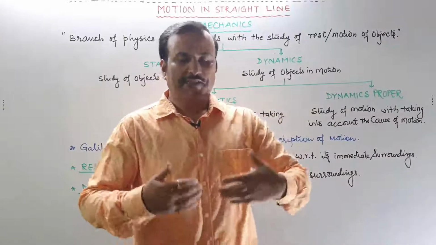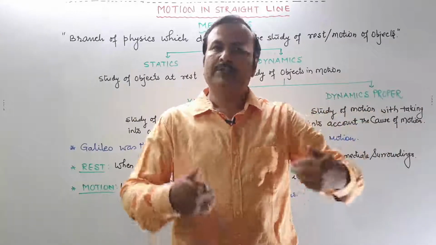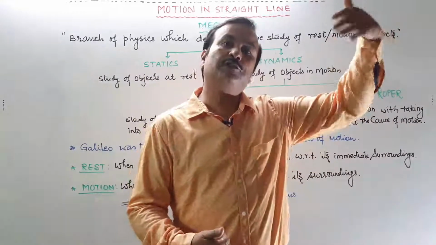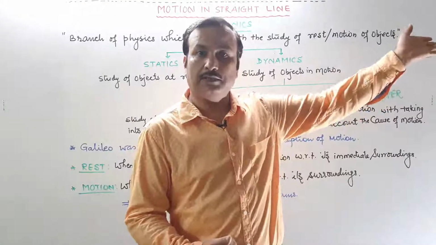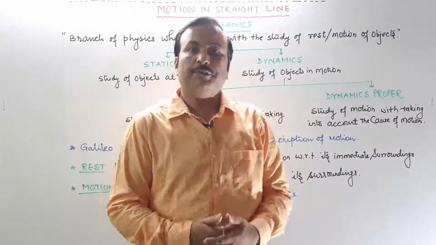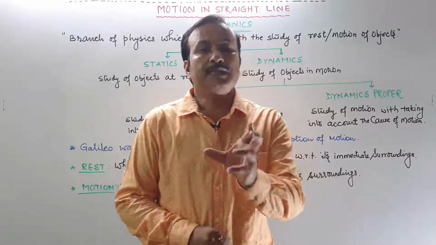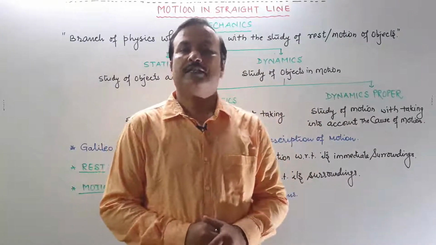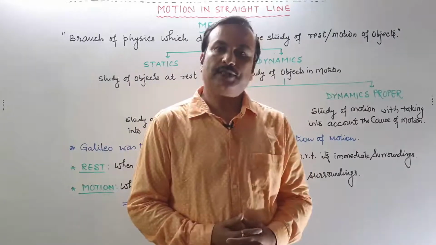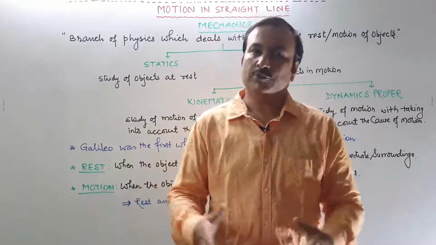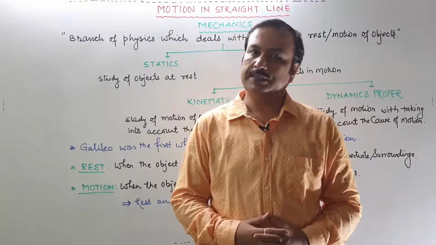Immediate surroundings means if I am standing here, I will be talking about these nearby surroundings. I will not be talking about the surroundings in the other city, other town, other mohalla of yours. Here we will be talking about the immediate surroundings. In case of motion, the object is said to be in motion when its position changes with respect to immediate surroundings. Its position changes with time with respect to the surroundings. That is called motion of the object.